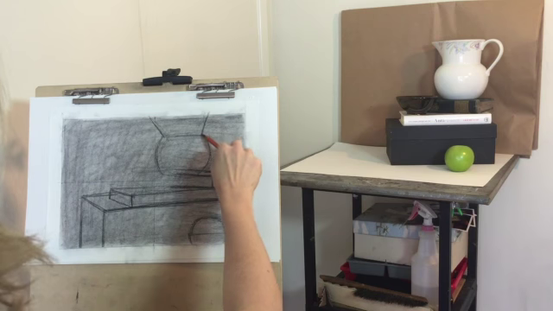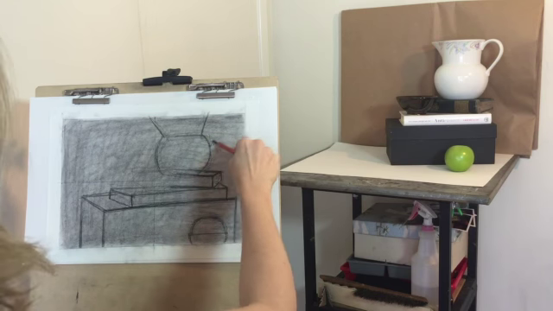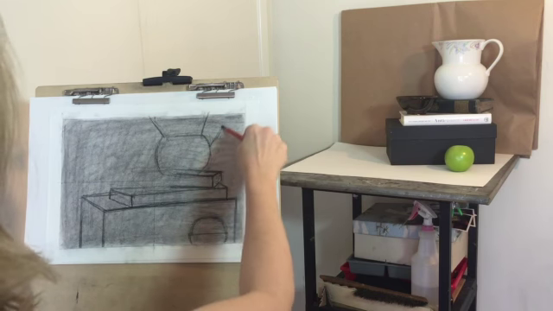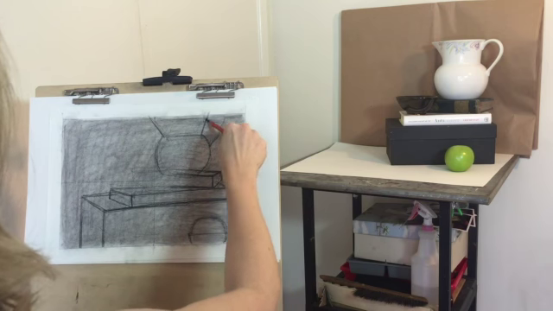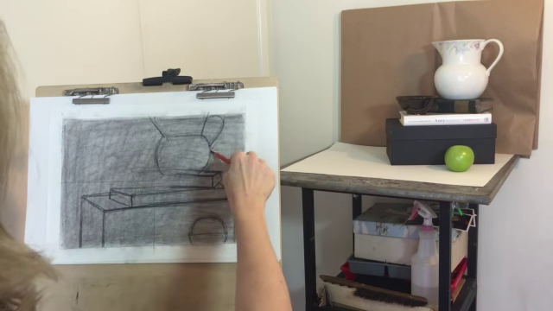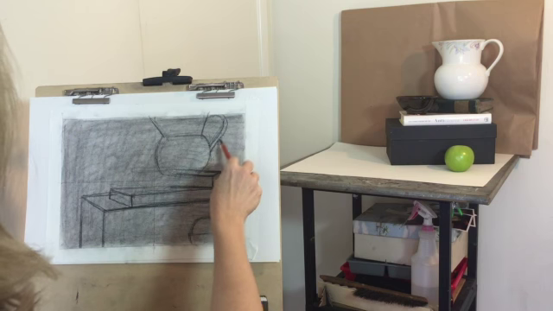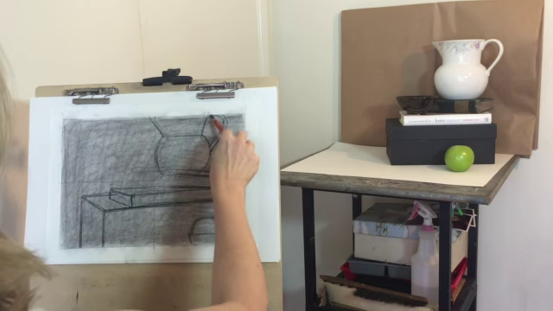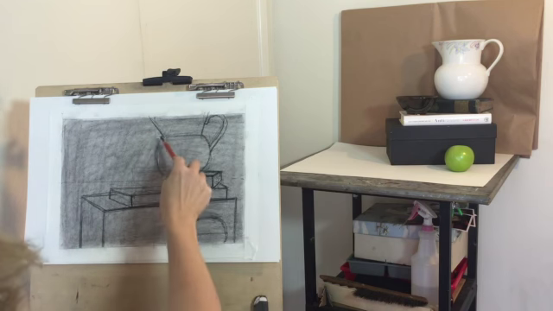And I'm going to look at where that handle comes, right here. I'm looking at the negative shape that comes around this way, right up next to the edge there. And look at the width of the handle, and it kind of bumps up against the side of the jug there.